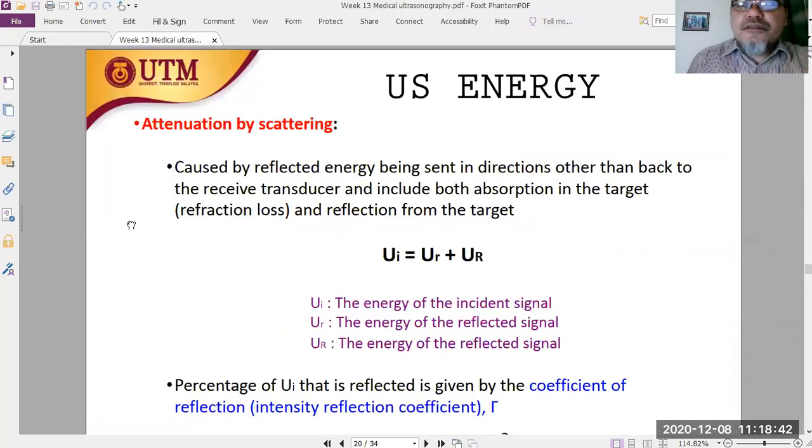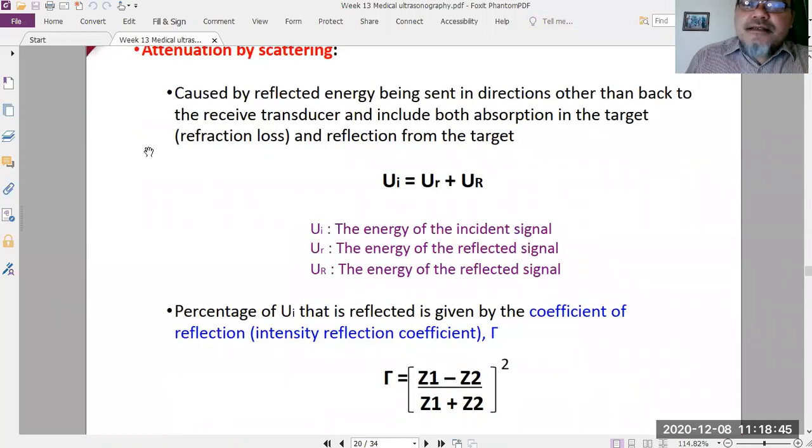So the attenuation due to the scattering: the energy of the incident signal is a sum of the energy of the reflected signal and the energy of the small r and large R, because some of this is being scattered. The percentage of the incident energy that is reflected is given by, actually this is refracted, sorry. So this is due to refraction loss and reflection.